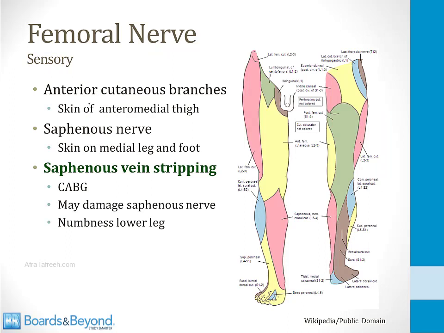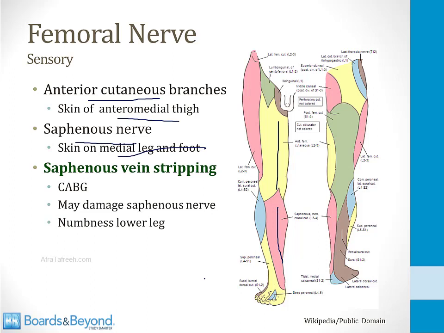Sensory branches of the femoral nerve innervate the medial thigh and lower leg. There are branches called the anterior cutaneous branches of the femoral nerve, and they innervate the skin of the anteromedial thigh. That's this area shown in yellow on this drawing. The femoral nerve also gives off a branch called the saphenous nerve, which is sensory to the medial leg and foot. That's this region shown in red on the screen here.